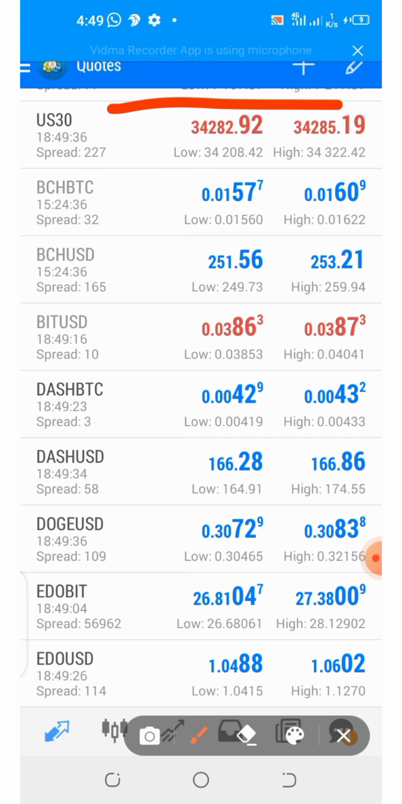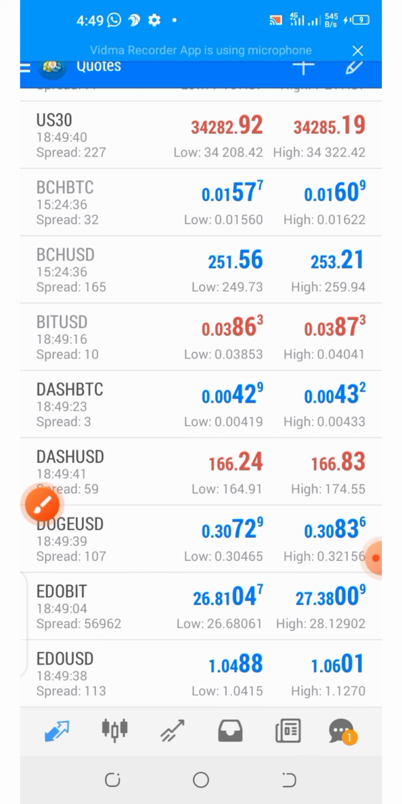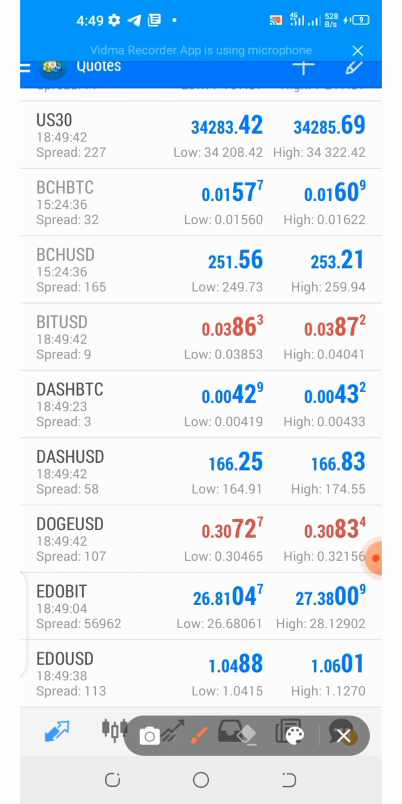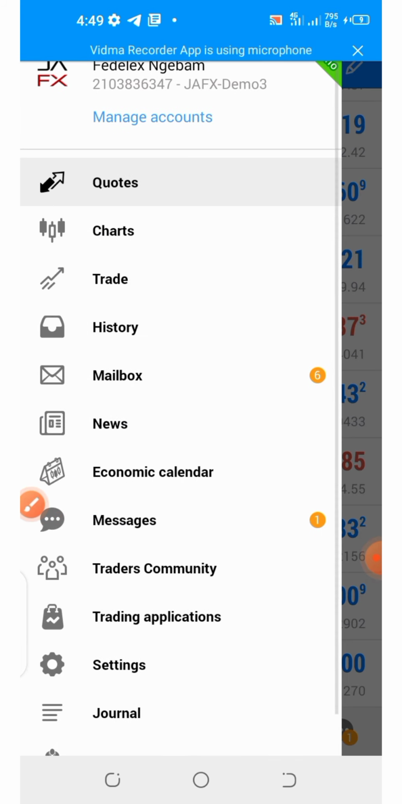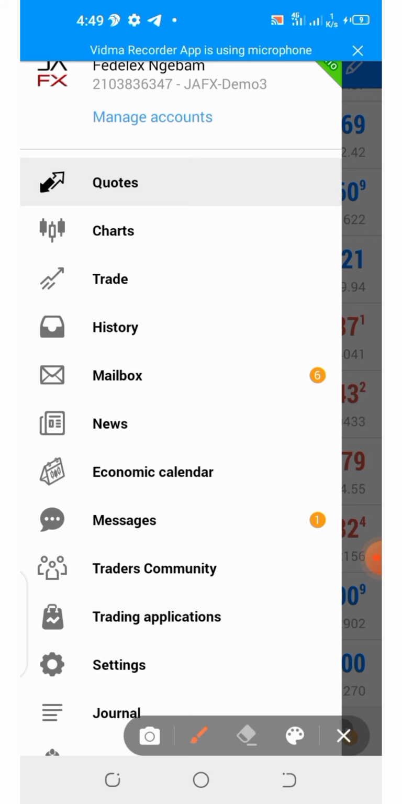Now, for you to add the broker to MetaTrader 4, this is the procedure. You simply click on these three dots up there. That is actually the menu. You click on it. Then you click on manage account. This is manage account. You click on manage account.